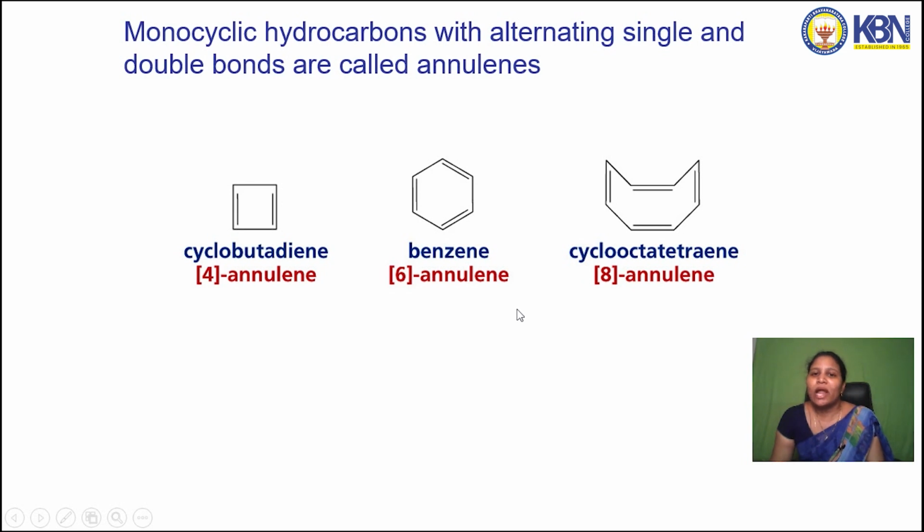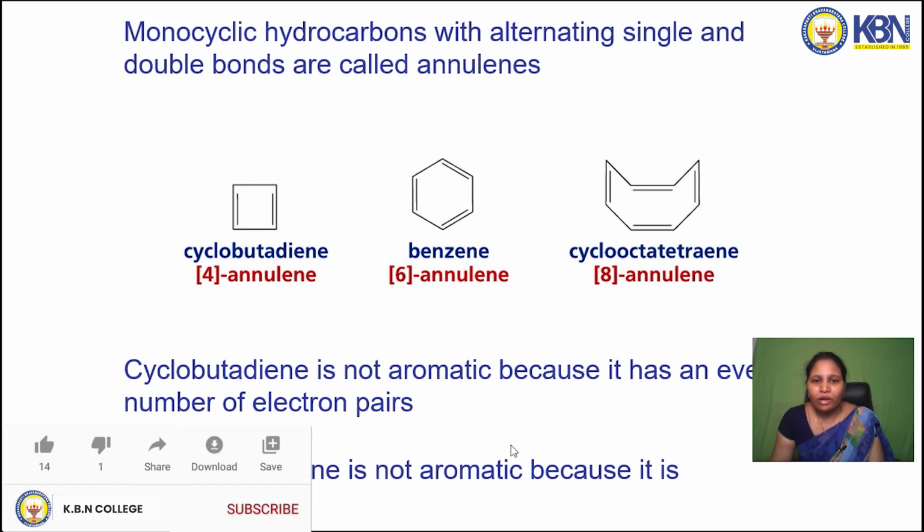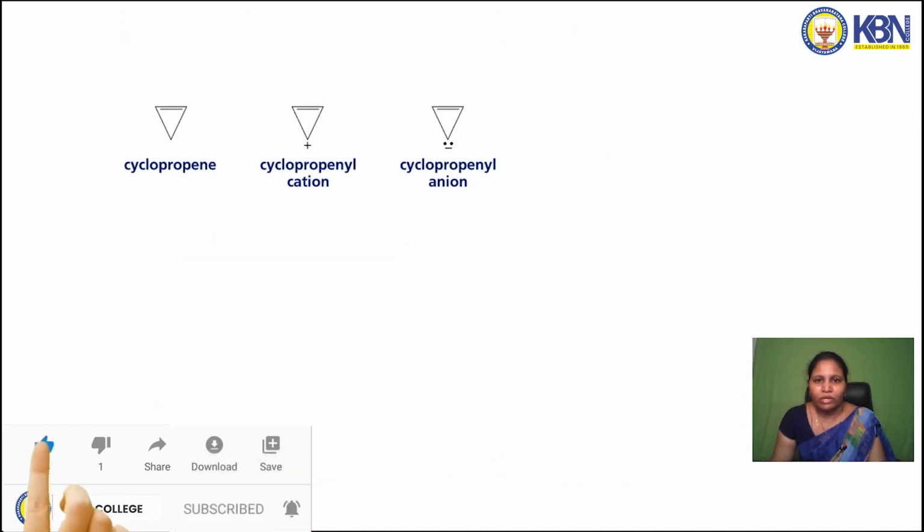By comparing among these 3, benzene is the aromatic compound. Why? Because it also satisfies Huckel's rule. Huckel's rule means 4n plus 2 pi. If n equals 1, then 4 into 1 plus 2 is 6, which satisfies Huckel's rule. Hence it is an aromatic compound according to Huckel's rule. Cyclobutadiene is not aromatic because it has an even number of electron pairs, whereas cyclooctatetraene is also not aromatic because it is non-planar and it also contains an even number of electron pairs.